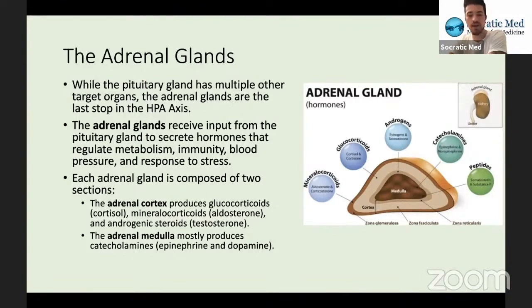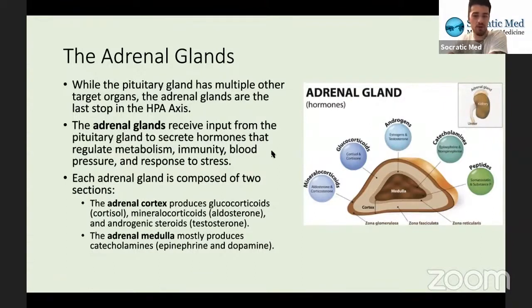So each adrenal gland is composed of 2 sections. We have 2 adrenal glands. They sit on top of each of your kidneys. If you look over here at this graphic, the top right of the graphic, you can see the adrenal glands sitting right up top. The prefix ad means on top, renal means kidney. So we have 2 of these glands sitting on either kidney.